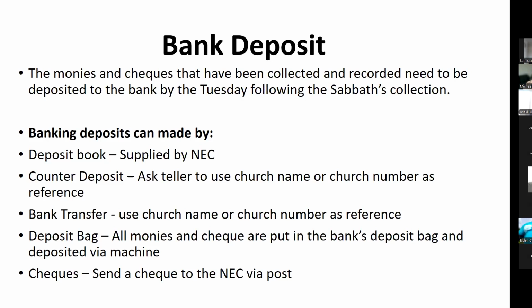The next thing, which I think is also a good one to do, is a deposit bag, which is the quick deposit bags that you can use. You use it to bank your checks and your monies, and it's done via machine, so you don't have to queue up. The other alternative, if you can't do any of these, is to send a check in the post to the NEC.